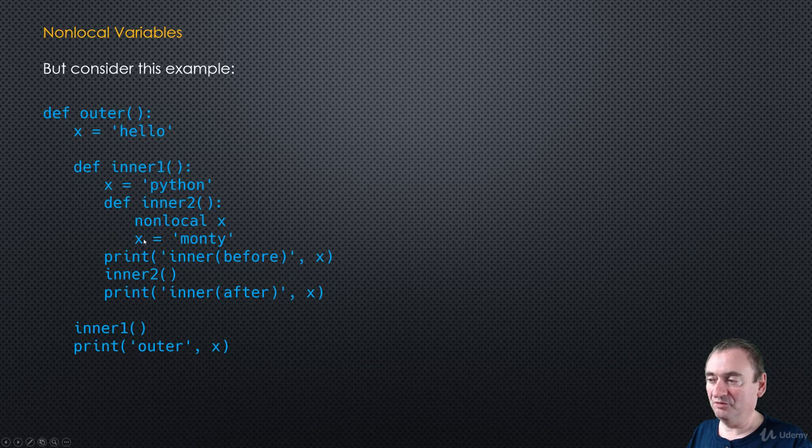What does this non-local x refer to? Well, to the first enclosing scope x label that we find, which happens to be the one in inner1. So now when we set x equal to Monty, we're actually changing the x from inner1, not the x from outer, because x here is local to inner1, and we'll see a diagram of that.